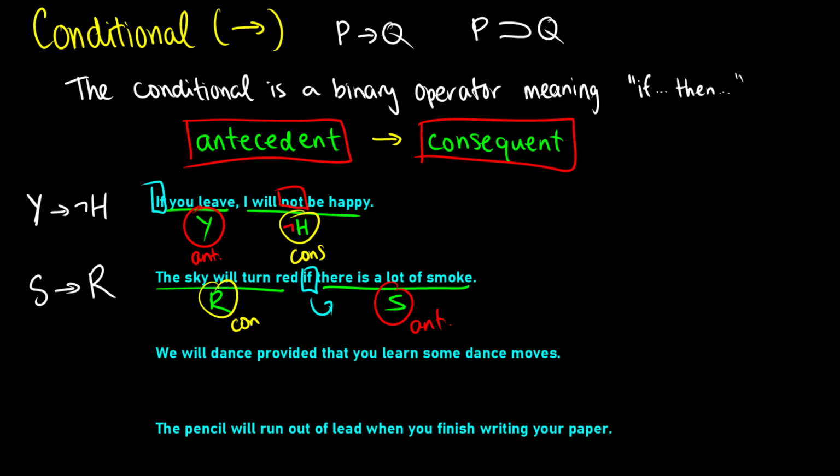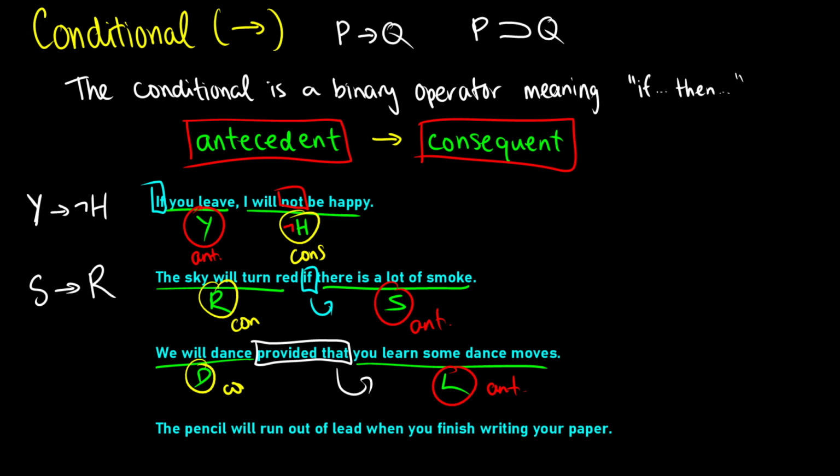Okay, here's another one. We will dance, let's call that D, provided that you learn some dance moves, let's call that L. So where's our if here? Well, provided that is like another word for if, because provided that sets up a condition. It sets up an antecedent. What is the condition that has to be met? Well, if you learn some dance moves, then we will dance. So that means that L here is our antecedent because the condition word is provided that. And that also means that we will dance is going to be our consequent.